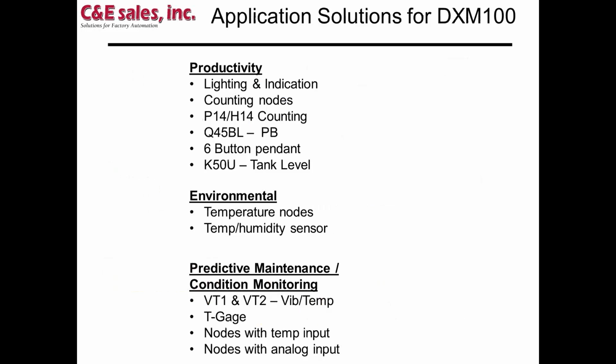So again, we've broken this down into 3 different target areas. So productivity, lighting and indication, counting nodes. There's a P14, H14 counting node. This Q45BL is this push button box, if you will, a wireless push button. The 6-button pendant station. And a K50U is a new wireless ultrasonic sensor they developed for tank level. Some environmental sensors that exist are temperature nodes and temp and humidity sensors. We'll look at those too. Again, we mentioned predictive maintenance, these vibration and temperature sensors that connect easily to this wireless network. T-gauge would be a temperature sensor, and then there are some other nodes with temperature inputs, whether RTD or thermocouple, and others that allow for pretty much any analog input, 0 to 10 or 4 to 20.